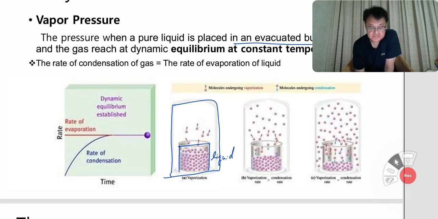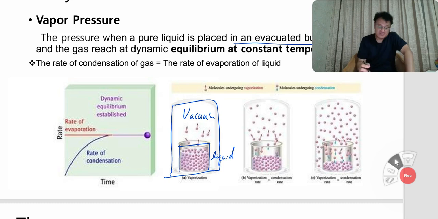Inside the closed system, you have liquid and you have vacuum. So vacuum basically means nothing, so no gas molecules, okay? Now, under this circumstance, what is happening is that the surface molecules of the liquid escape from the liquid phase and go to the gas phase. So vaporization takes place. So basically, when you have liquid, the surface molecules of the liquid can vaporize.